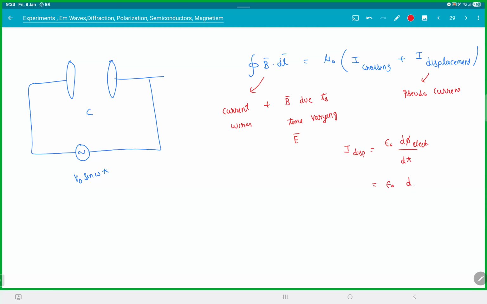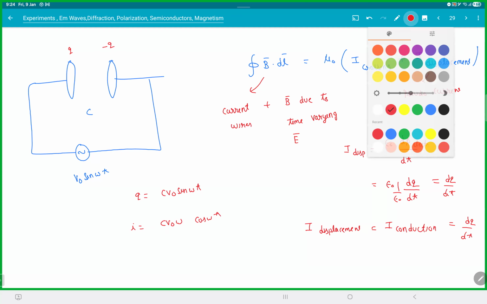Flux is nothing but q by epsilon, so this actually becomes dq by dt. Most of the time, I displacement is always equal to I conduction current. dq by dt is nothing but the current in the wire. So if this is a capacitance with charge q and minus q, you can write q is equal to CV naught sine omega t. The current I will be CV naught omega cos omega t. This is your peak value, that is your displacement current.